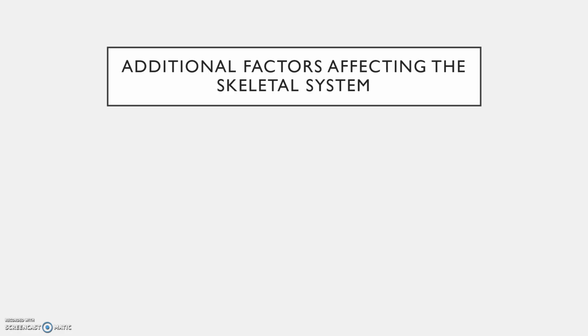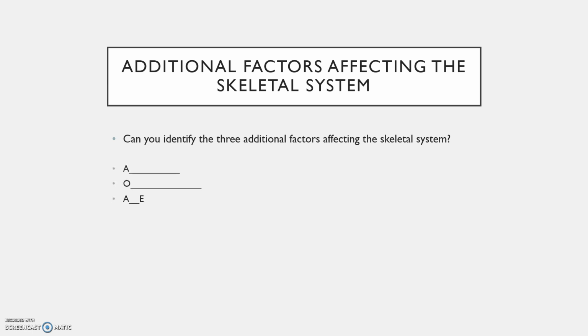So first of all, the skeletal system. Additional factors: can you identify the three additional factors affecting the skeletal system? There is a fill in the blanks for you if you pause this and give that a go. You should have arthritis, osteoporosis and age. We're going to go through arthritis and osteoporosis in a bit more detail now.